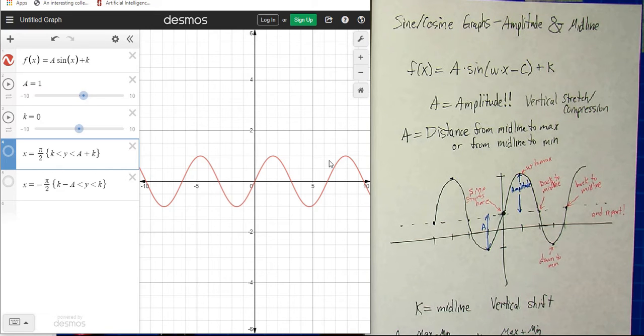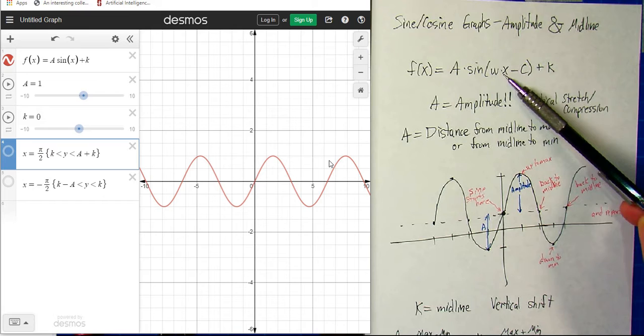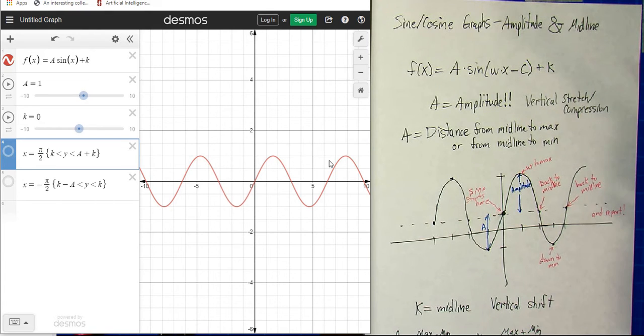The easiest things to look at on a sine or cosine graph are amplitude and midline. So here's this function notation again, f of x equals a times sine of omega x minus c plus k. The outside transformations are the easiest to understand because they work exactly the way you'd expect, although it's a little specific for a sine graph.